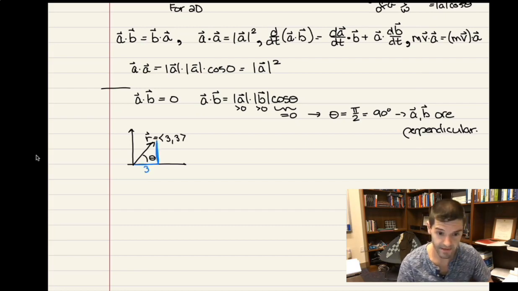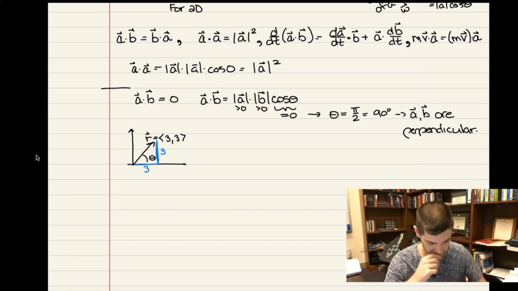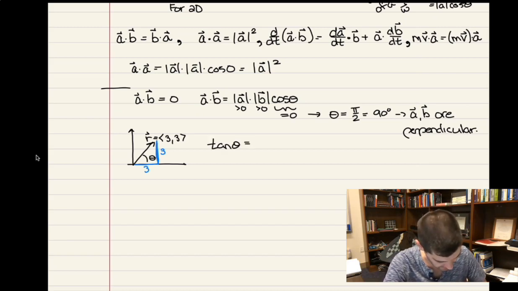This has length 3, because the first coordinate is 3. You go over 3, and then you go up 3. Geometrically, it is very straightforward to find what this angle is. I could use tangent. I could say tangent of theta is, SOHCAHTOA, opposite over adjacent, equals 1. But tangent of theta is only equal to 1 if theta is 45 degrees.